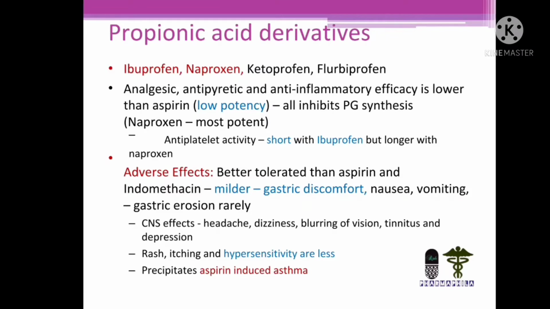Now, if you are talking about the adverse effects of all the propionic acid derivatives, these are some common adverse effects: better tolerance than aspirin and indomethacin, milder GI discomfort, nausea, vomiting, gastric erosion rarely. CNS effects: headache, dizziness, blurring of vision, tinnitus and depression. Rash, itching and hypersensitivity are less. And they can precipitate aspirin-induced asthma. Aspirin-induced asthma is obviously caused by aspirin only.